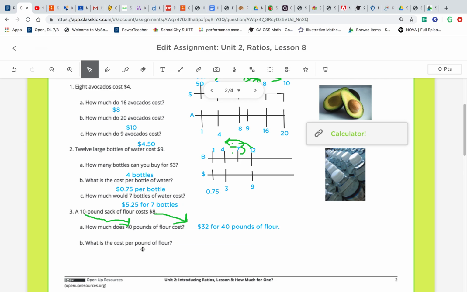Okay, so per pound is 1 pound. So this is the information for 10 pounds. To get down to 1 pound, we need to divide by 10. So we need to divide 8 by 10 as well to get the cost. So it's going to be 8 divided by 10. And 8 divided by 10, if you work that out with the calculator or by just dividing it, it's going to be 80 cents. 0.80, that's 80 cents per pound of flour. Okay, thank you.